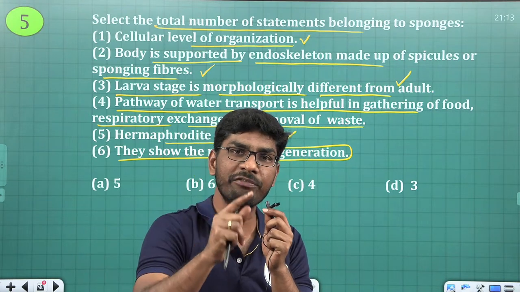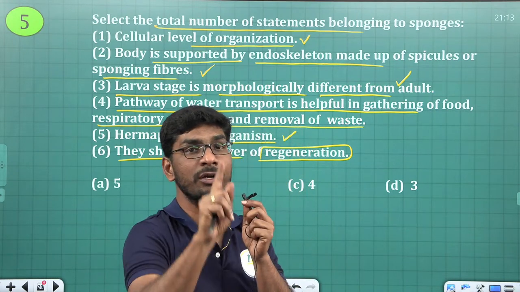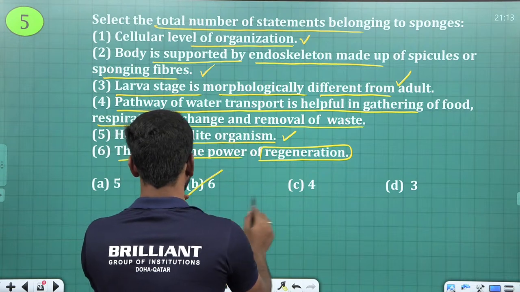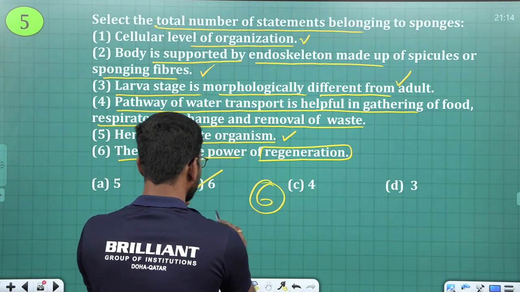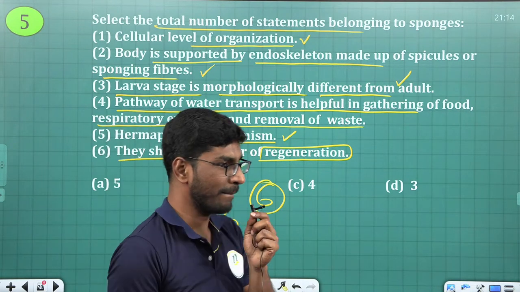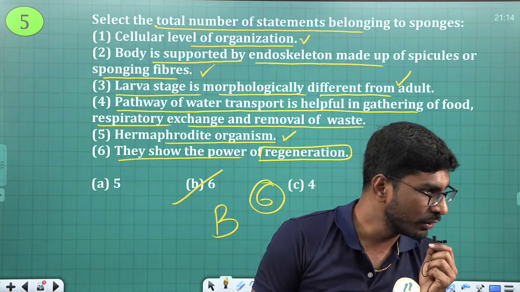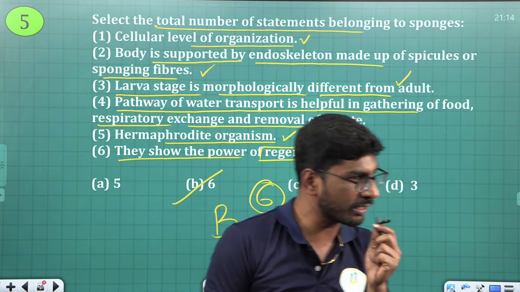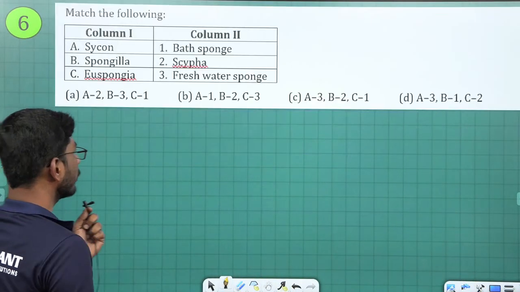But remember, in Porifera, regeneration is also present. So all statements are correct. So the answer is B, six statements correct. Answer is B. Keep in mind. Answer is B. Yes, very good. Who is this? Sai. Good, beta. Good, Magashri. Correct. Very good. Next question.